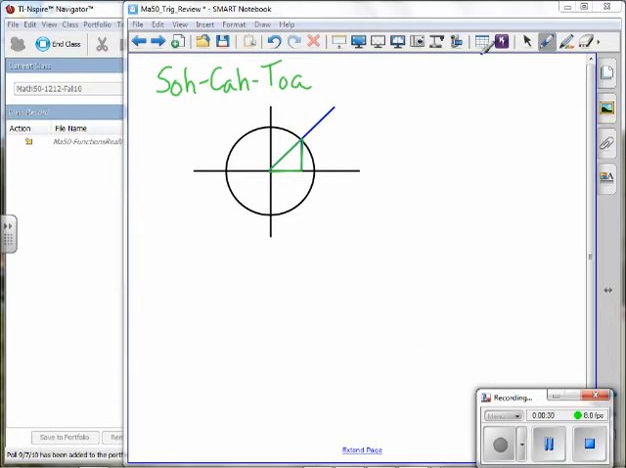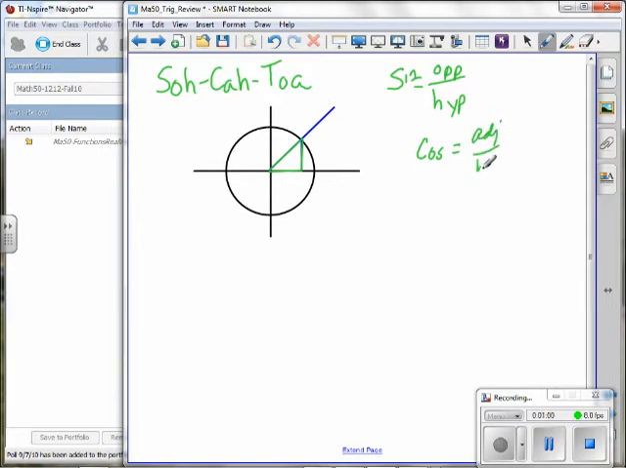SOHCAHTOA. Okay. Now, hopefully you recognize it as sine is opposite over hypotenuse. So this is sine. We have cosine is? And we have tangent is?